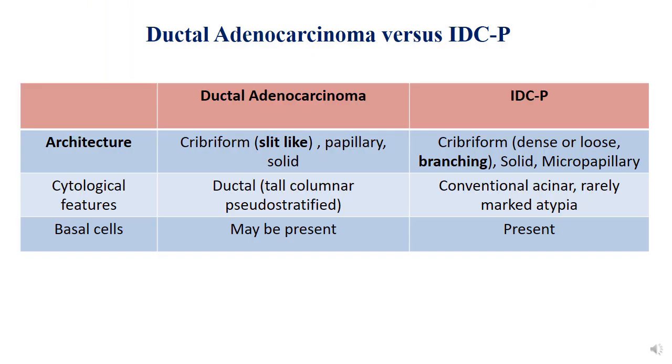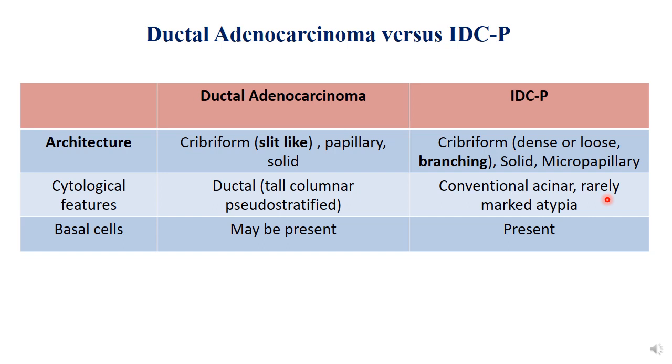So here is a table showing you important differentials of ductal adenocarcinoma from intraductal carcinoma of the prostate. From an architecture point of view, both can have prominent cribriform morphology. Intraductal carcinoma typically lacks papillary morphology, and cribriform morphology in ductal adenocarcinoma has a prominent slit-like appearance, while intraductal carcinoma typically has a branching large glands appearance. The lining epithelium in ductal adenocarcinoma is tall columnar pseudostratified type, while pure intraductal carcinoma usually has a conventional acinar morphology with rare markedly atypical nuclei.